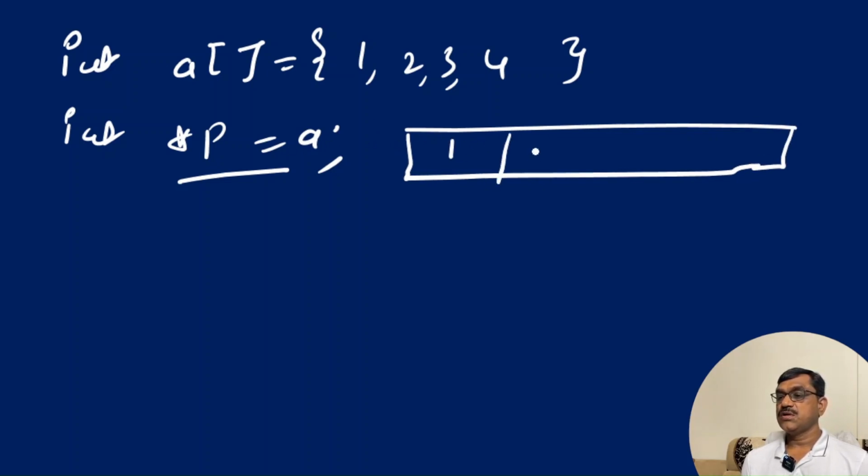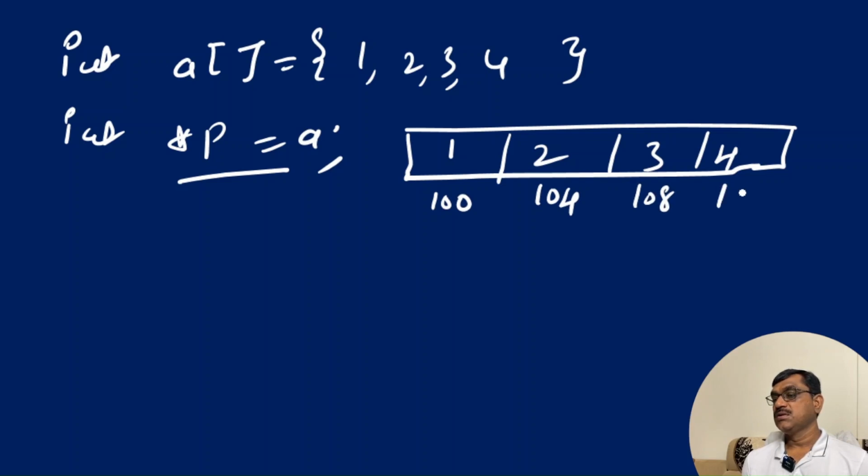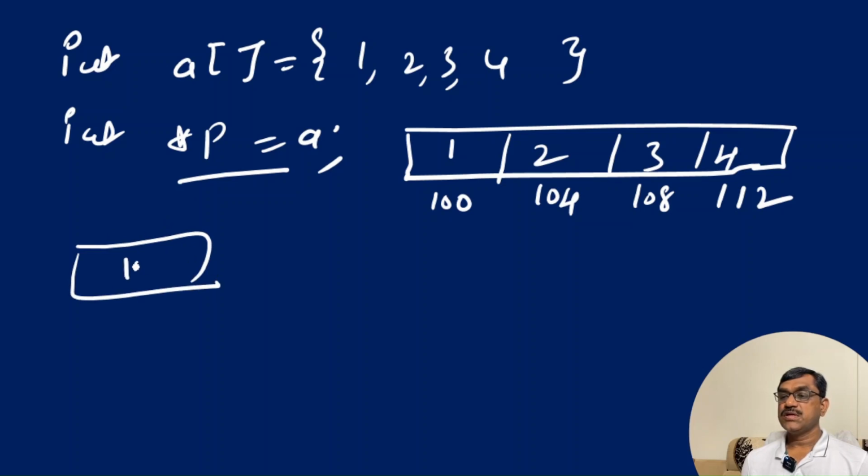The elements are 1, 2, 3, 4. Addresses, anything you can take. Here again, I'm taking similar addresses. Int star p equals a. That means p is a variable which consists of 100, and this is a pointer. And you know this is the array name a.